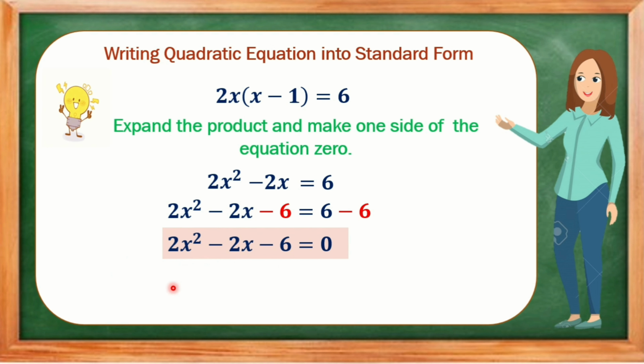Next, ang gagawin natin is i-identify na natin yung value ng a, b, and c natin. So ang a natin, ito yung numerical coefficient ng x squared, which is positive 2. Tapos yung b naman natin, ito yung numerical coefficient ng x, which is negative 2. Then yung c natin or yung constant term natin ay negative 6.